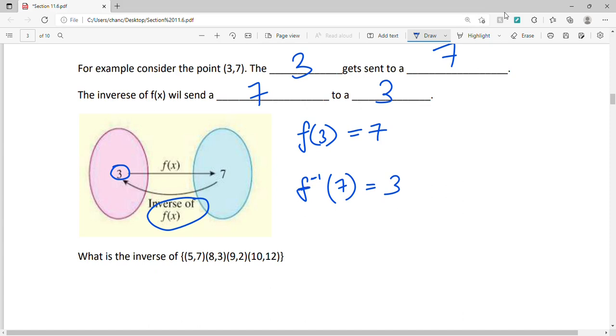And so this is our notation. It looks like an exponent, but it's not. This means the inverse. So this is the inverse of f of x. So the inverse of 7 will give us a 3.